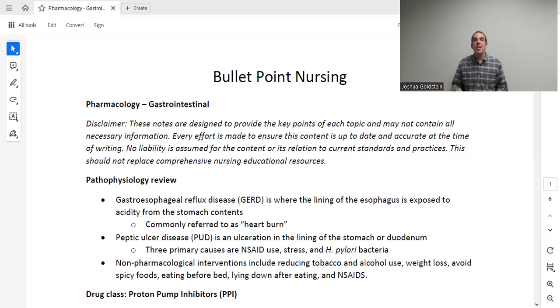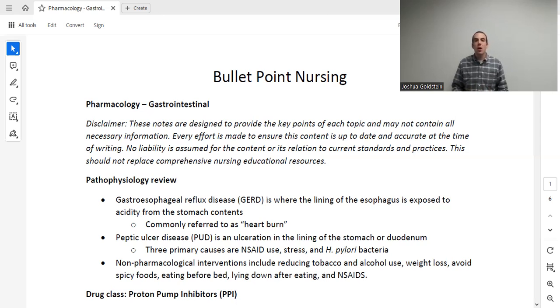The next thing we're going to talk about is peptic ulcer disease. Peptic ulcer disease is where the stomach, which has that protective lining we just talked about, develops a hole or an ulceration in that lining. Now that there's a hole there, the underlying tissue is exposed to that gastric acid. And again, that causes pain and other problems.